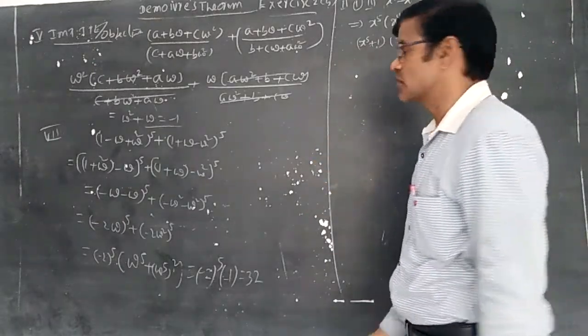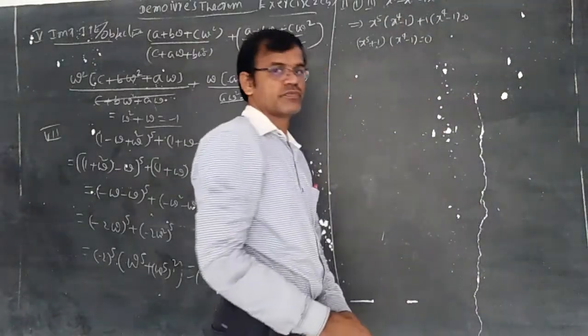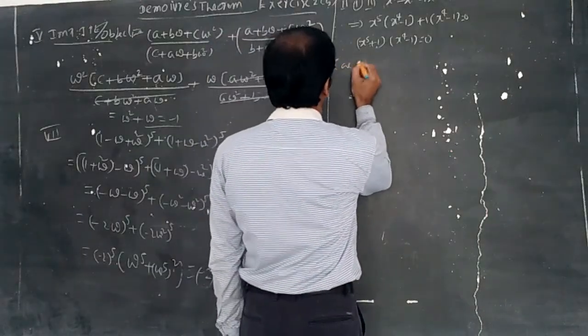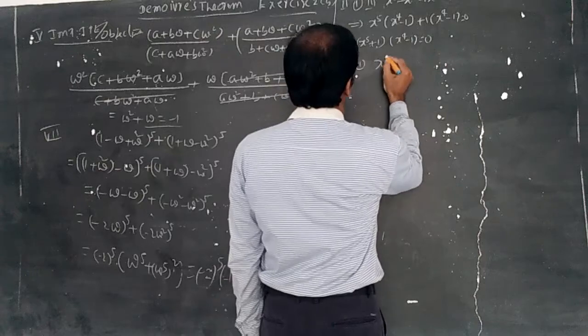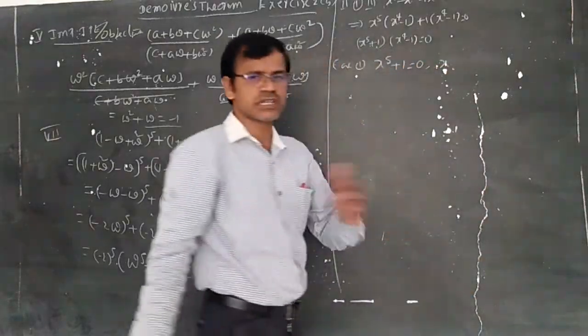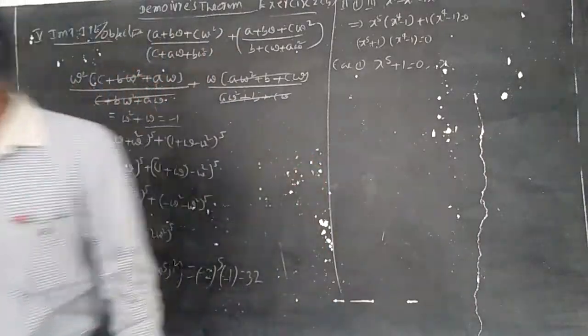Two cases are there. x power 5 plus 1 equal to 0, first case, and x power 4 minus 1 equal to 0, second case. So case 1: x power 5 plus 1 equal to 0. So this is the second sum, and x power 4 is equal to 1, this is the first sum.